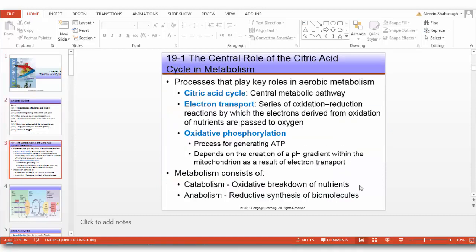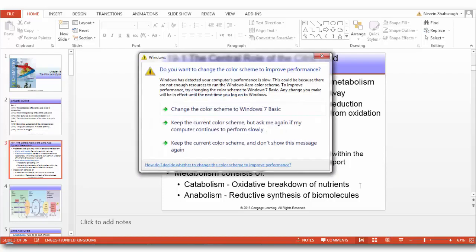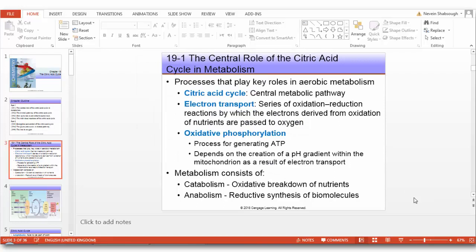There are three processes that play key roles in aerobic metabolism: the citric acid cycle, the one we are going to talk about in this chapter, electron transport, and oxidative phosphorylation. These two topics we will talk about in chapter 20.